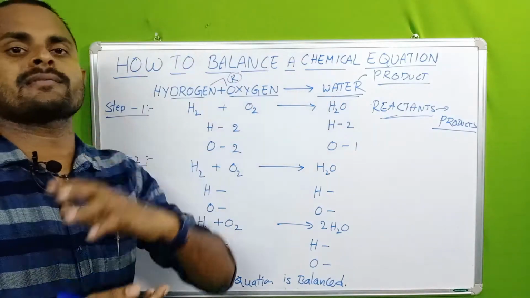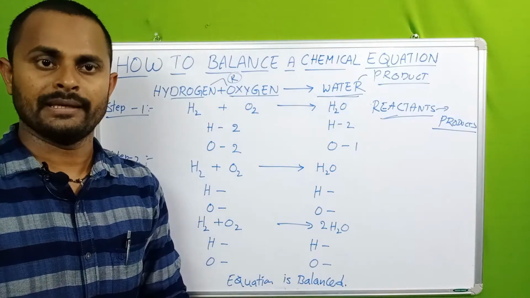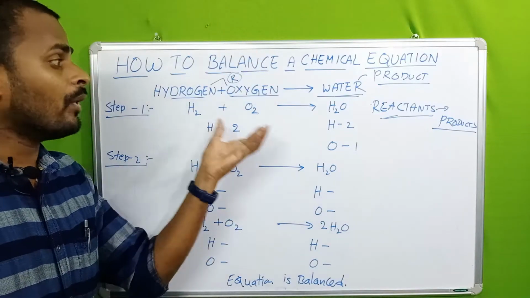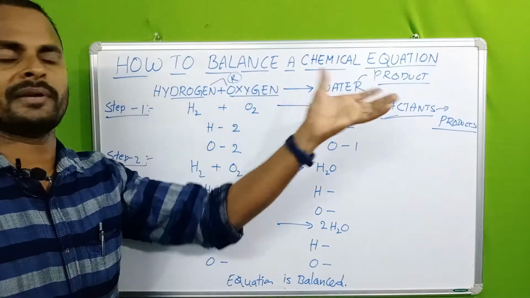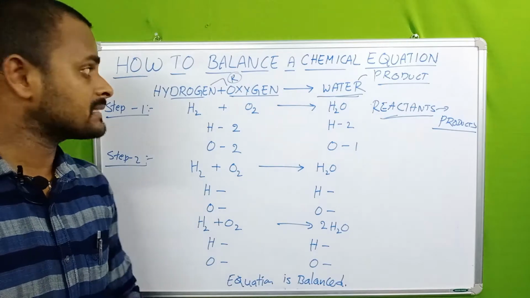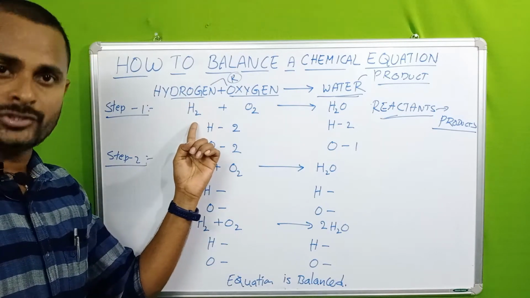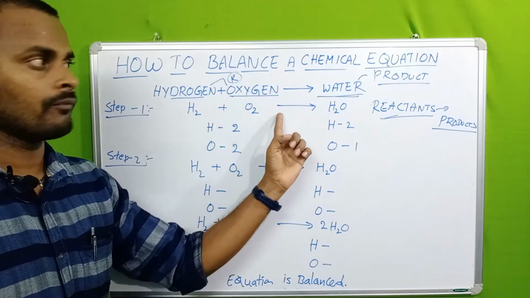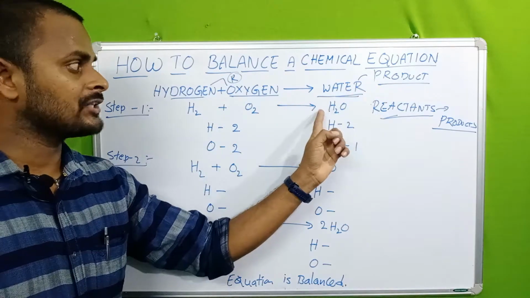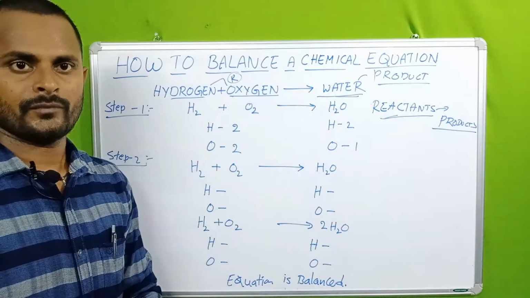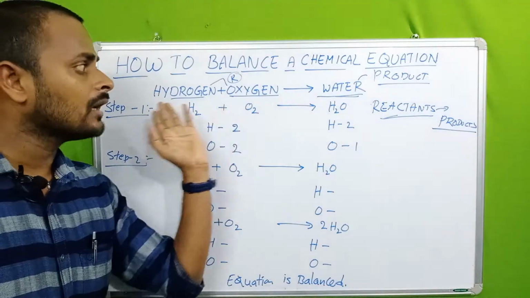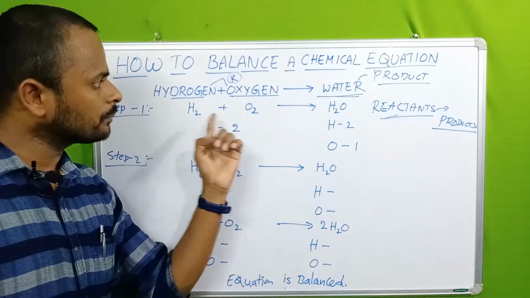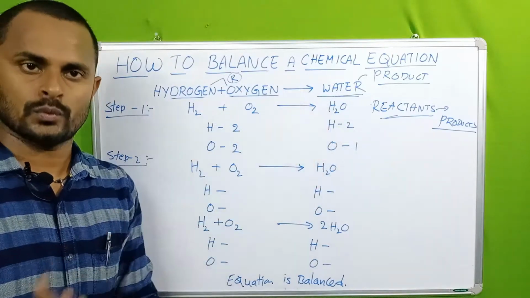But how to balance a chemical equation? Step 1 is, first you write the symbolic formula of the chemical equation. Hydrogen's formula is H2, reacting with, plus, oxygen O2, forms water H2O. The first step is to write the formula of the equation. So like this way, H2 plus O2 gives H2O.